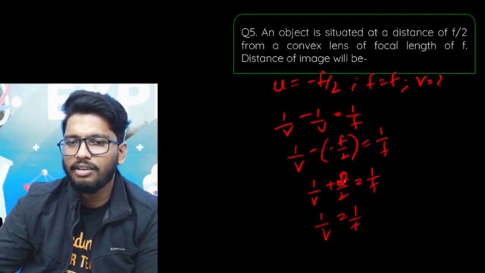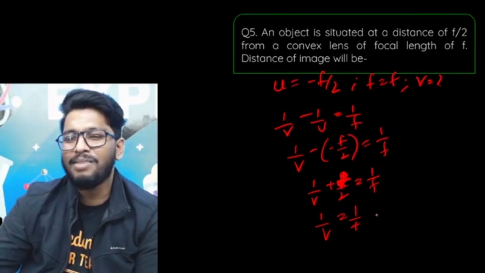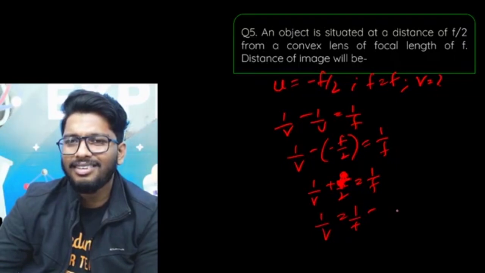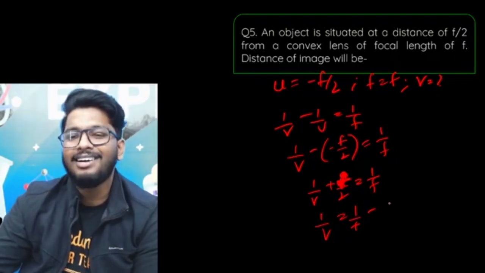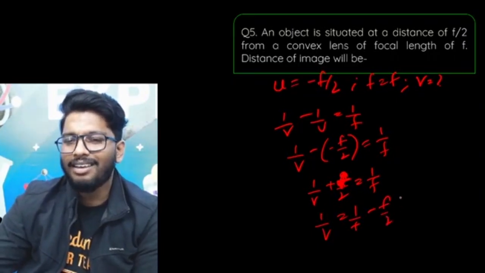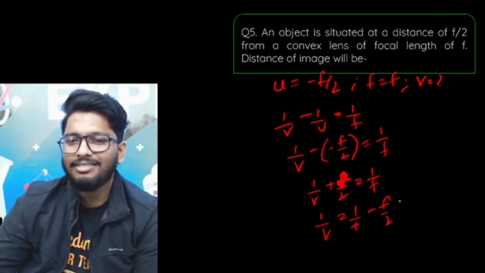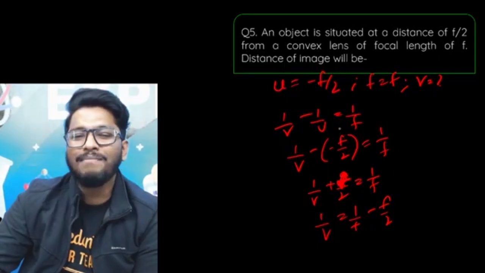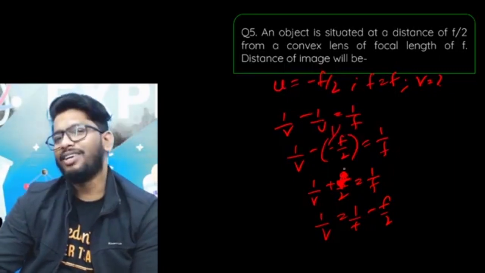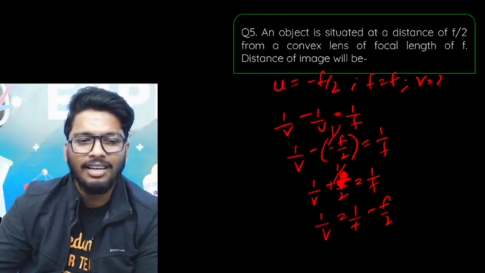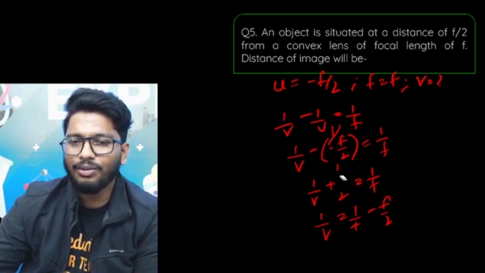Sorry, this will be 2 by f by 2 only, no? F by 2, right? So when it goes to the other side, it will be minus, wait, what? Okay, it's correct only. So wait a second, I think I made a mistake. This is the mistake. It's 1 by u, people, so it will be 1 by f by 2, right? Sorry. So that means that this will go to the numerator.